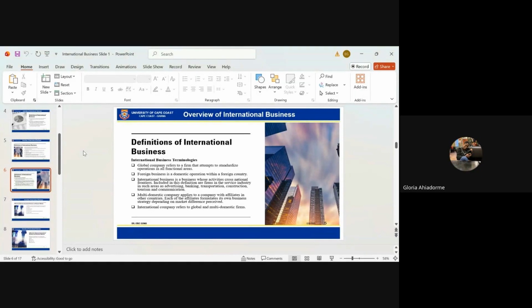But it sounds like the multi-domestic company. They said it applies to a company with affiliates in other countries. Yeah, the multi-domestic company. What is a company?